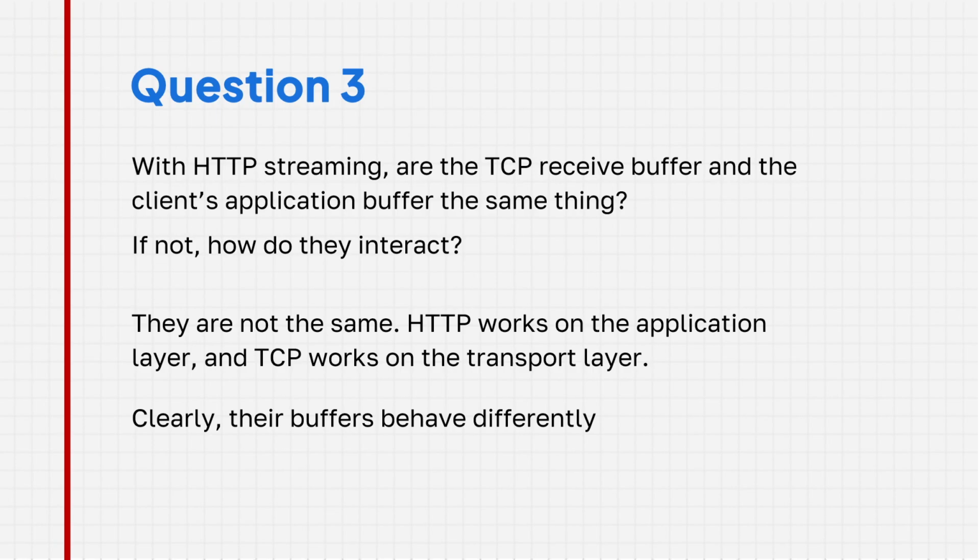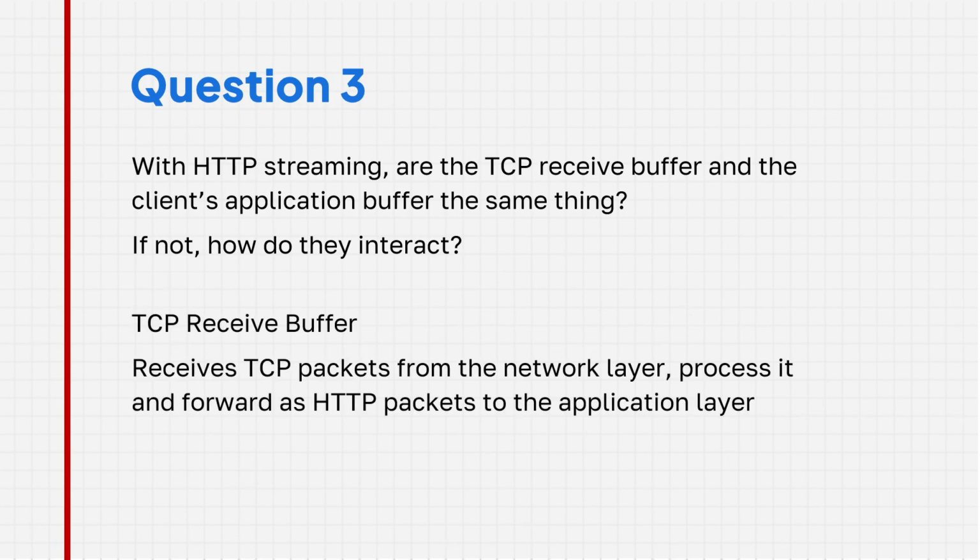So yeah, they are not the same. Because HTTP works on the application layer, TCP works on the transport layer. So they behave differently. Your TCP buffer, as we discussed in week 5, week 6, is used to maintain out-of-order packets, process them, do your checksums and so on before you actually forward it as HTTP packets to the application layer.